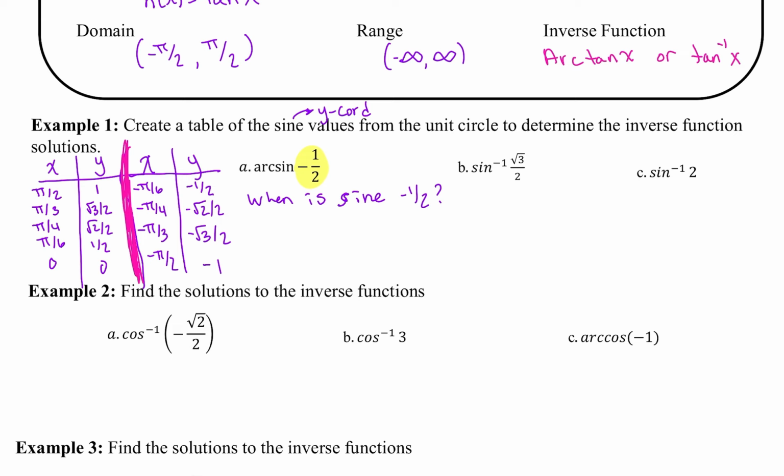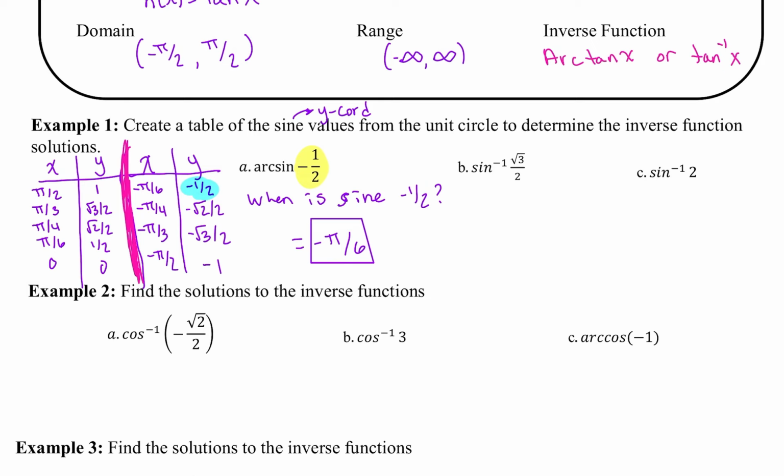So what we need to do is go look on here and see, okay, where do I have a negative 1/2? Well, I have a 1/2 right here, but it's not negative, so that's not going to be the one we want. So negative 1/2 is going to be right here. So we know that we need to use this one, which means that our solution is that it happens at negative pi over 6. And that's all we're doing.